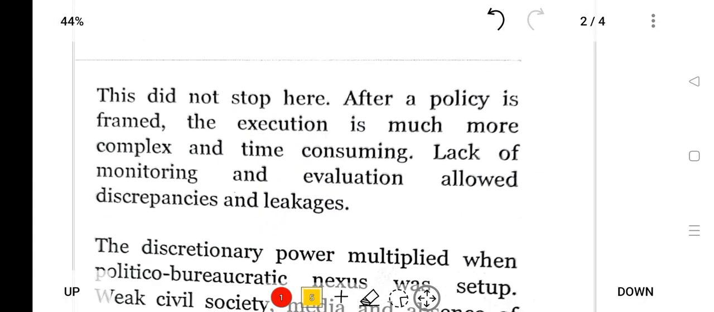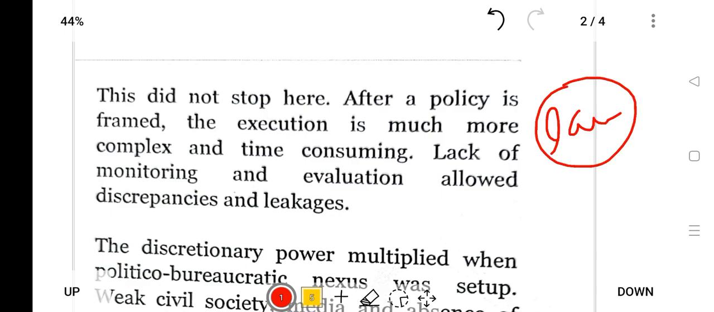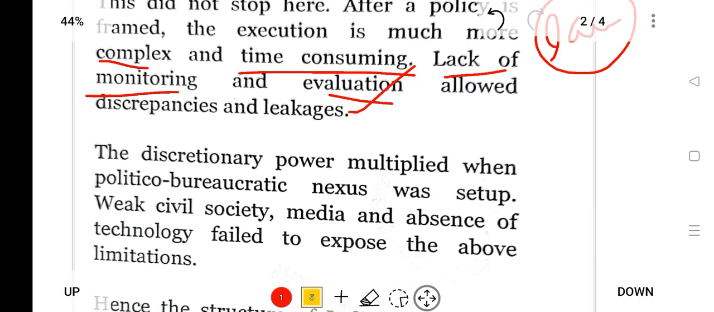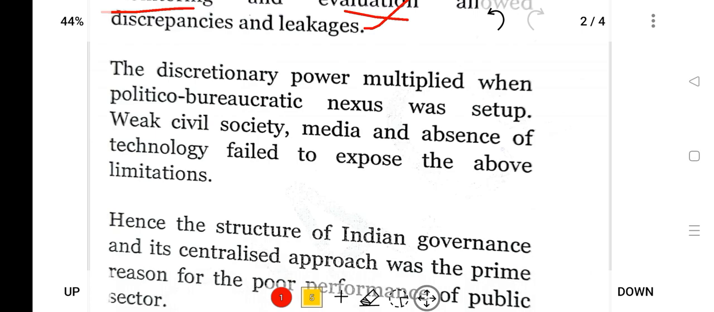So this did not stop here. After a policy is framed, the execution is much more complex and time-consuming. Lack of monitoring and evaluation allowed discrepancies and leakages. That means when a law is passed, its implementation has many problems because the law is very complex and time-consuming to interpret, and there is a lack of monitoring and evaluation. That means when a policy is framed, whether it is monitored or evaluated, the bureaucracy lacks that. Hence, the discretionary power multiplied when the political-bureaucratic nexus was set up.